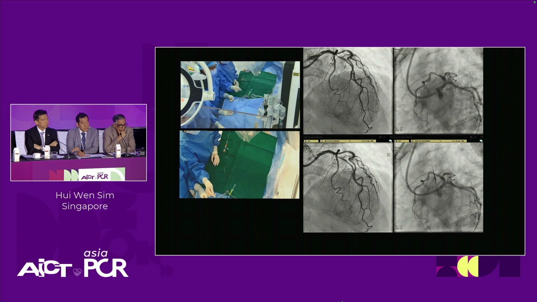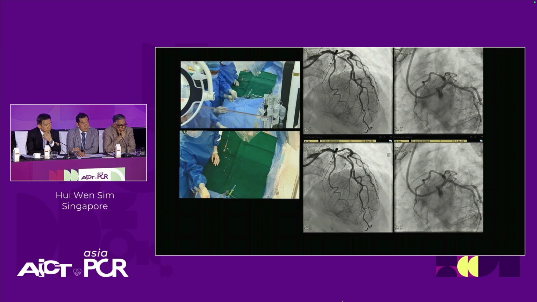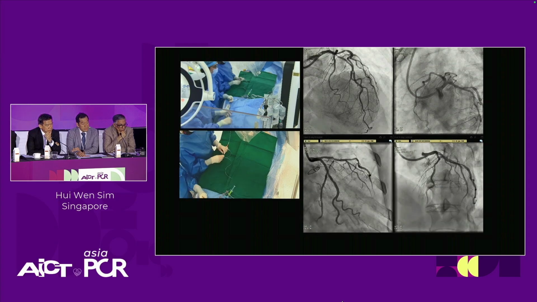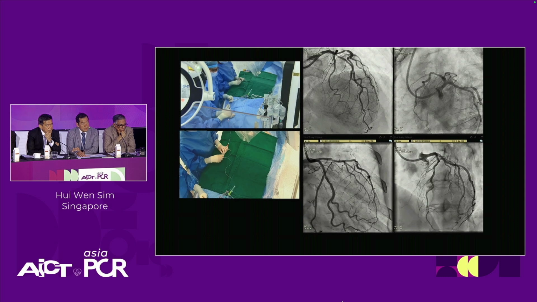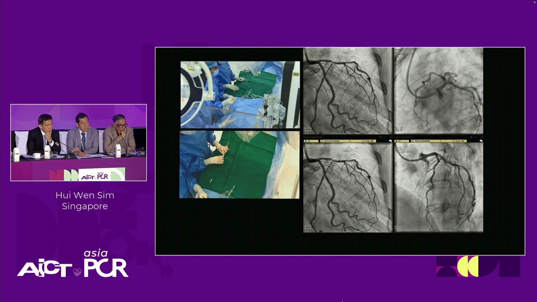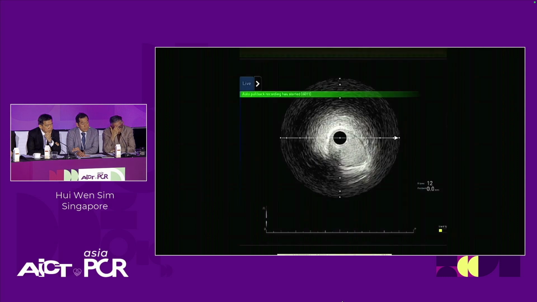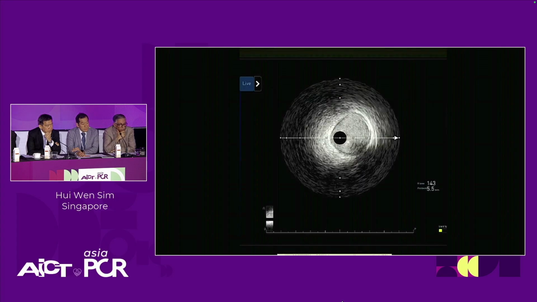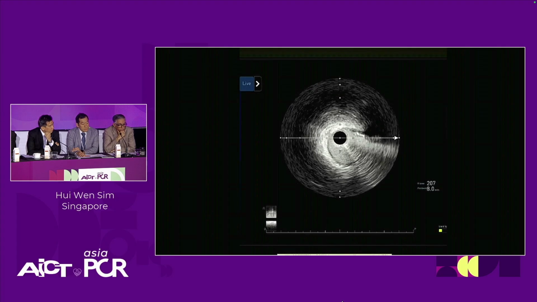Here is the initial invasive coronary angiogram. You can see the images on the right. Before this, you saw the AP cranial image. Now you're seeing the RAO caudal images. The initial IVUS run. Maybe Jason, you can tell us a bit of what you're seeing.